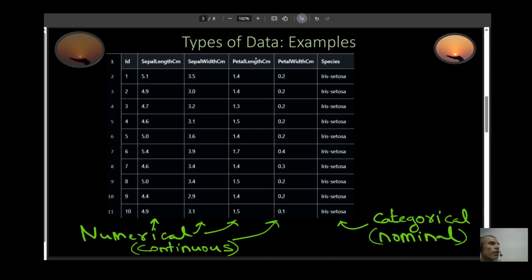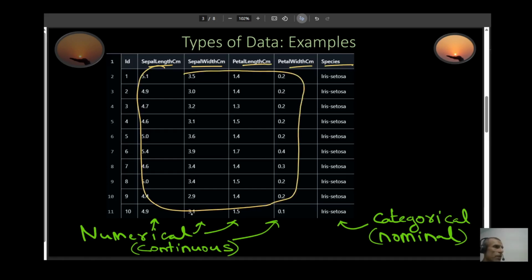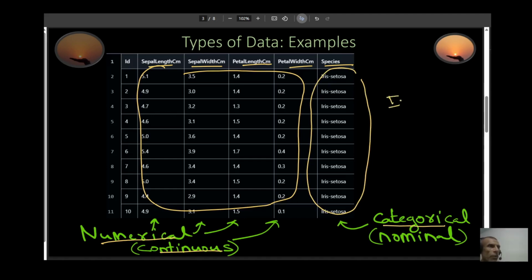Now let's take a look at a few of the data types. Let's take a look at this example right here. Here I have sepal length, sepal width, petal length, petal width, and I have species over here. Now these columns, just by looking at them, you can tell that these are your numerical data type. More specifically, they are numerical continuous. This one, on the other hand, is categorical. You can see just by looking at the values: iris setosa, iris setosa, iris setosa. This is an iris dataset, by the way, and this one has 3 classes. So in this case, this would be categorical nominal.